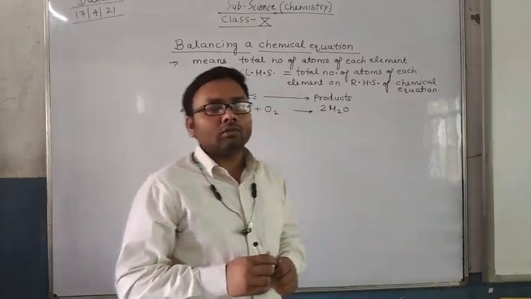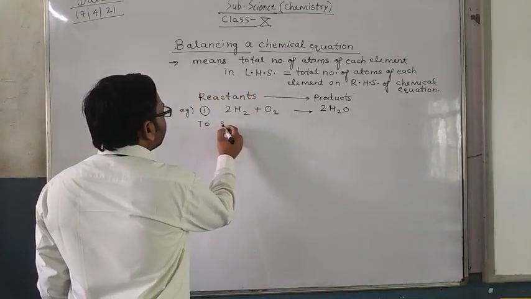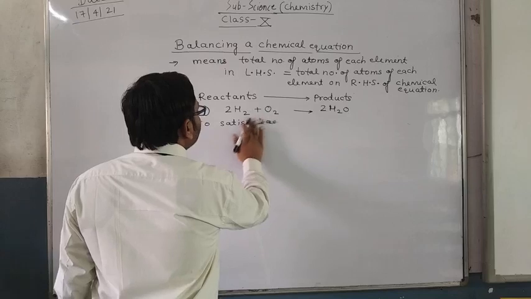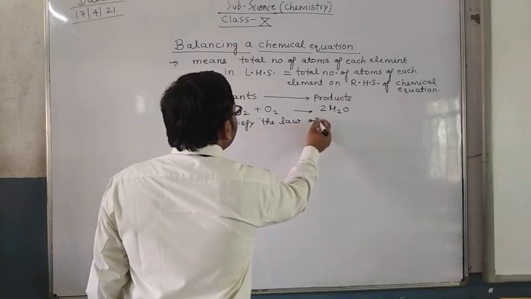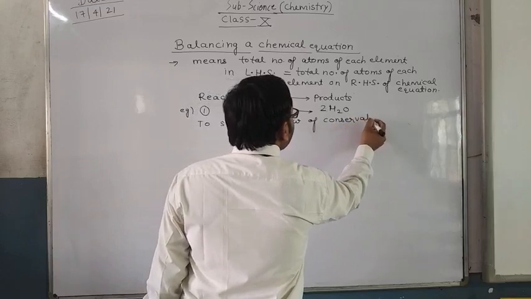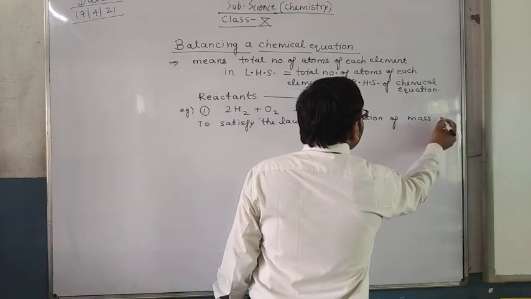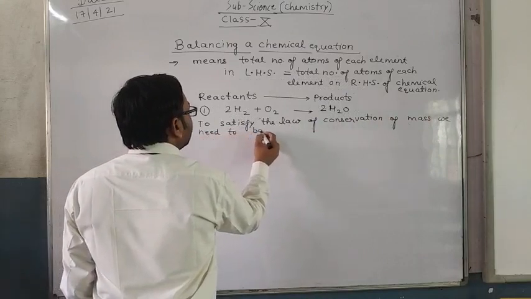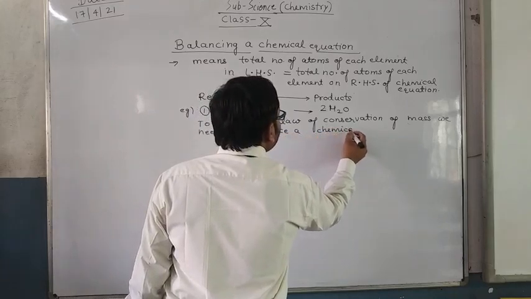So like this only you have to balance all these equations. And why is it necessary? I told you: to satisfy the law of conservation of mass, we need to balance the chemical equation.